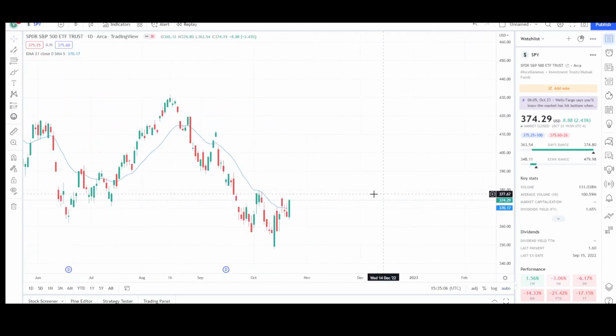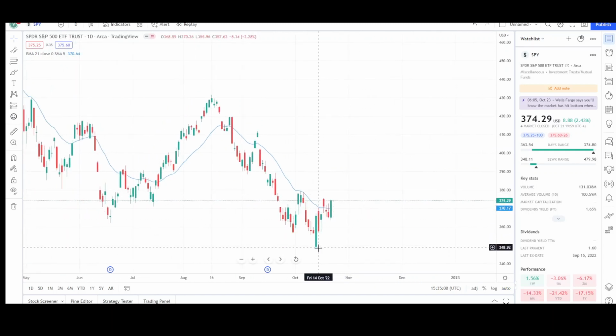So let's take a look at the SPY. Looks like we just rallied off the new 52-week lows that we just created last week, and we've been seeing a nice move up.